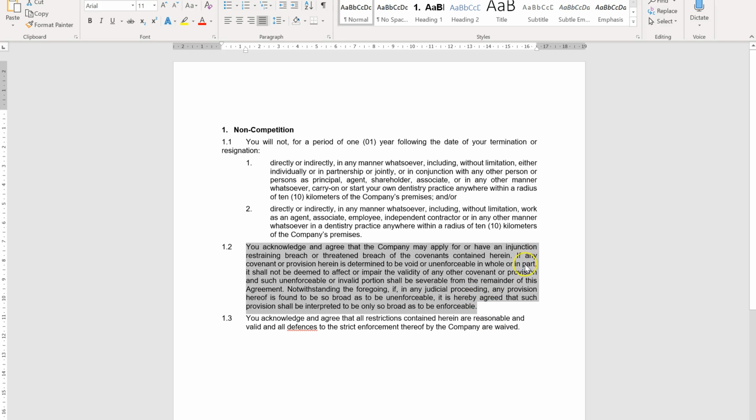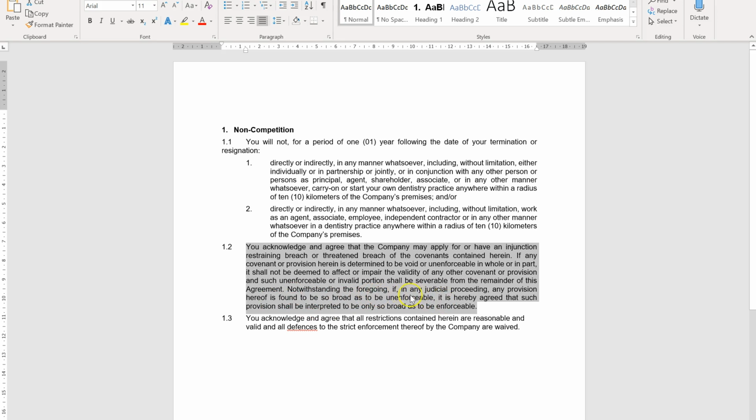And then it further goes on to say, if any covenant or provision herein is determined to be void or unenforceable in whole or in part, it shall not be deemed to affect or impair the validity of any other covenants or provisions, and such unenforceable or invalid portion shall be severable from the remainder of this agreement. This is a typical clause that if the court finds one clause to be unenforceable, the other clauses should continue to be enforceable.